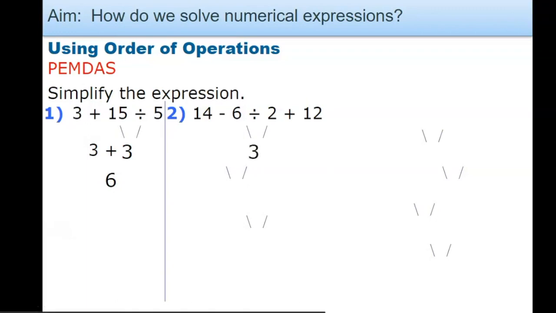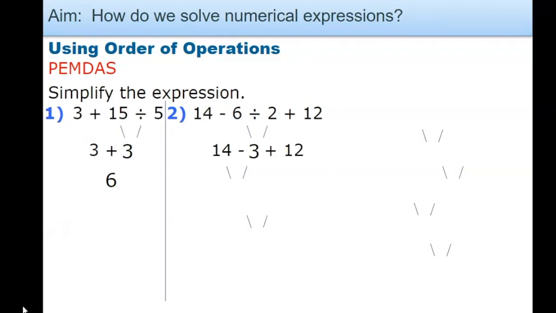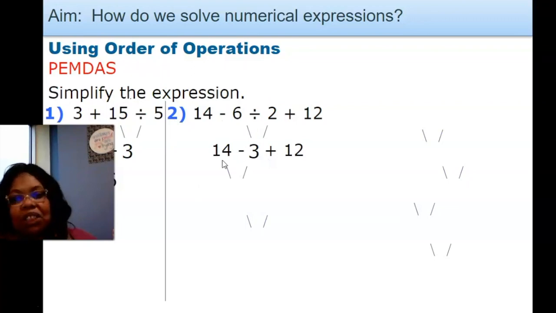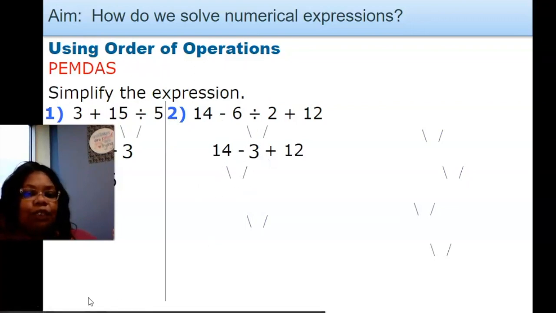So next we do addition and subtraction. I always rewrite the problem for each step. So I usually write the problem out myself. So you would have 14 minus 3 plus 12. That's our new problem. So we start again. Our next thing is addition or subtraction. Well, subtraction comes first. So the first thing we do is we subtract 14 minus 3. Hey guys, what's 14 minus 3? Get ready. Right, 11.